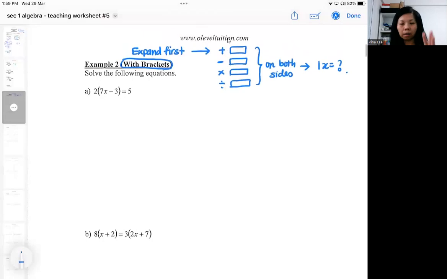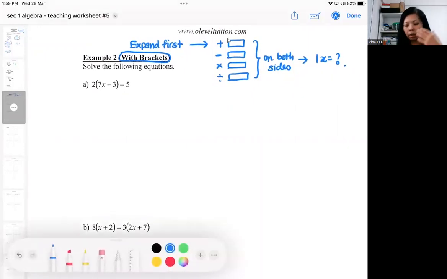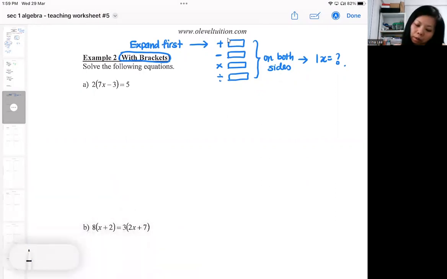So let's say it comes with a bracket, then you've got to expand first, then go back to the basic method, and your objective is still the same. Okay, so you must have this layer of thinking in your head. There must be a logical flow in your working. So in this case, I'm going to expand. By now, I'm expecting your expansion should be quite good.